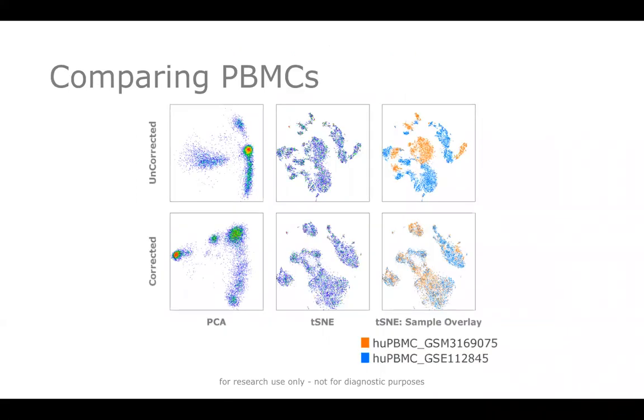Here are some results that I got from comparing just two very different PBMC samples, where you can see that initially uncorrected data in T-SNE space just separated out the different samples entirely. But because these are just healthy human PBMCs, we expect them to sit very close to each other, if not kind of right on top of each other. And so in the lower row, you can see that after correction, those samples sit right on top of each other just like we'd like.